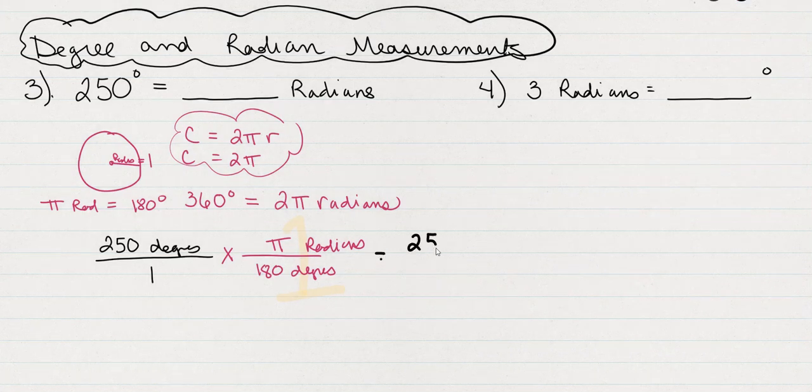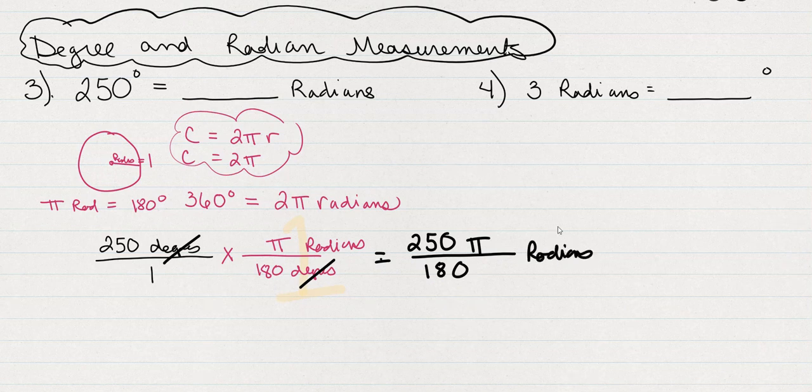So if I work this out, I have 250 pi over 180. The degrees divides out, and I'm left with radians. So there it is, but it's not simplified, is it? I should recognize really easily that I could divide both of those by 10. 250 pi divided by 10 is 25. 180 divided by 10 is 18. So I get 25 pi over 18.